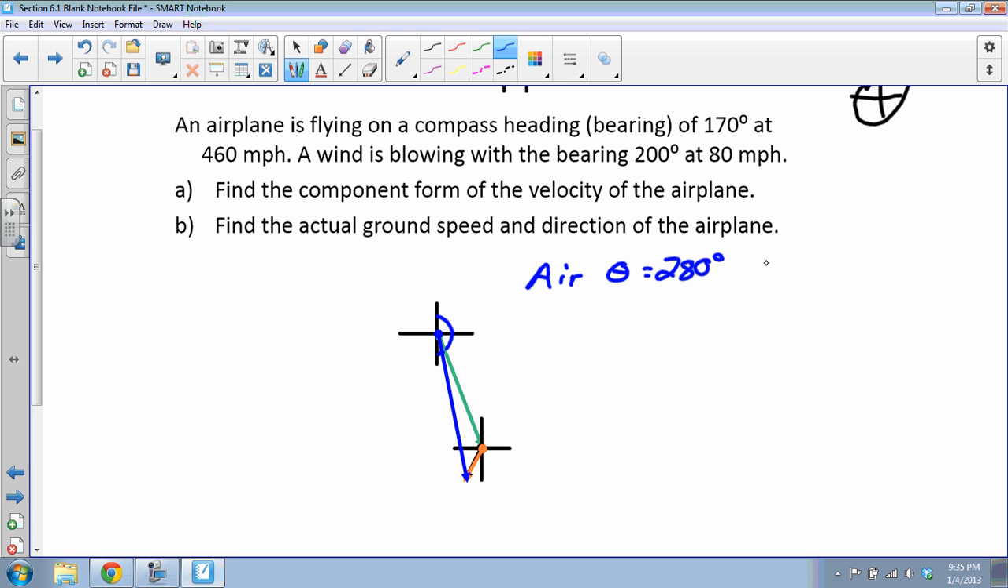And then the magnitude of this is 460. So if I put that together to get component form, what I'm doing is 460 cosine 280, comma 460 sine 280. That's going to give me the component form of the airplane's velocity that it's trying to go. So I'm going to use my calculator and type this in, and I'm going to round to the nearest hundredth, I guess. So this is 79.88.